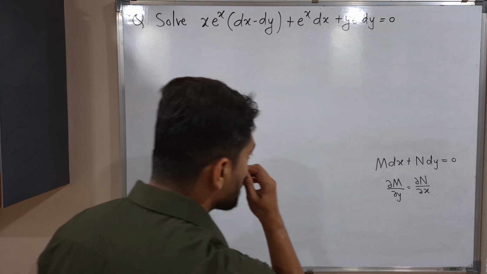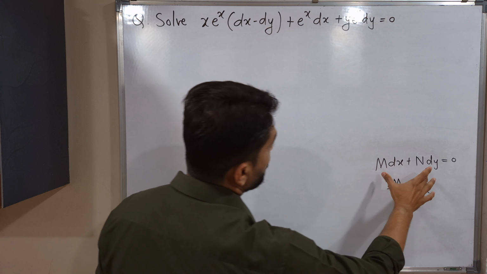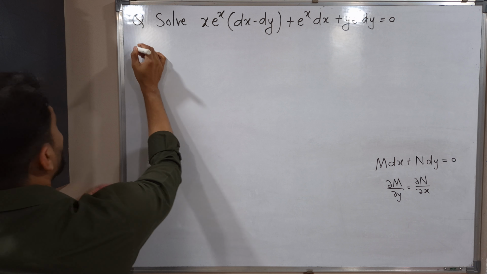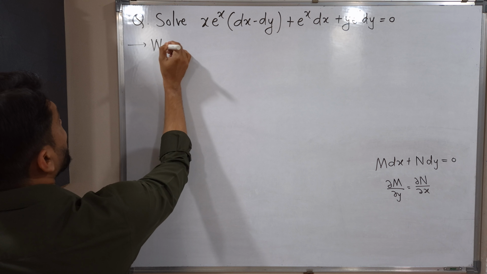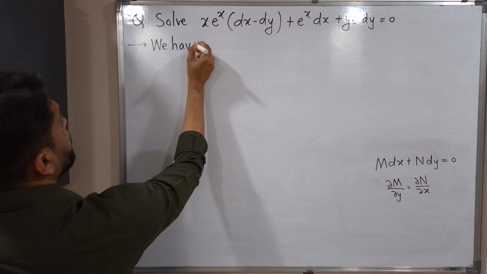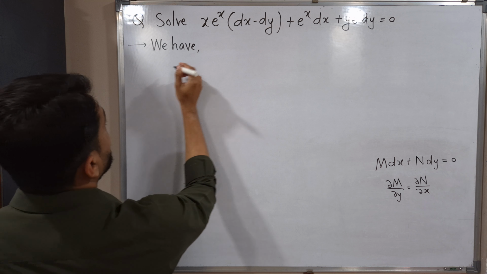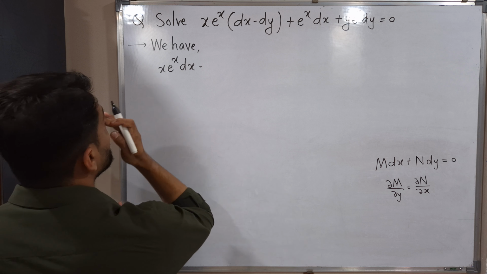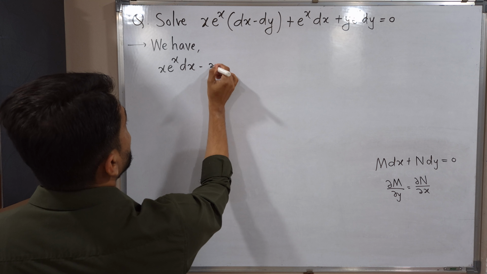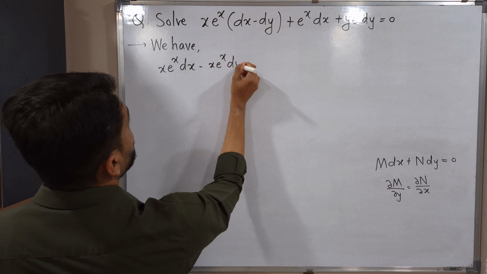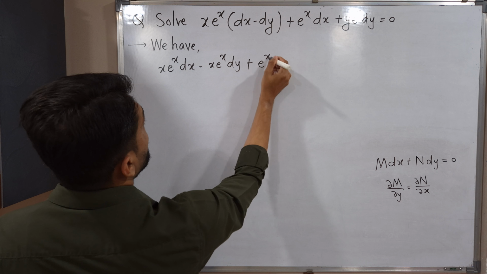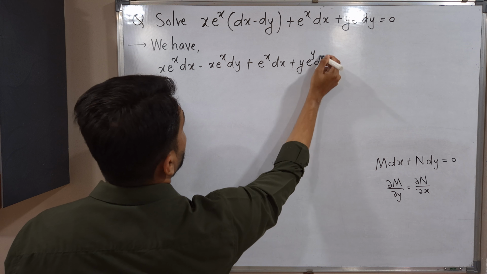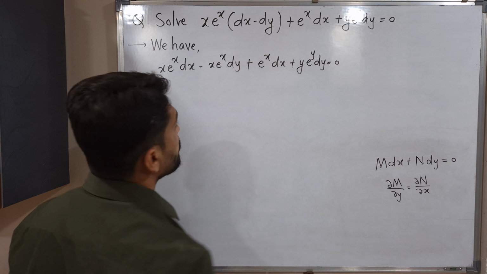Okay. So see, the given differential equation should be in this format. So let us convert it in this format. So what we have, see, what will I do? I will solve this bracket. Okay. So let us take the product: x e raised to x dx minus this x e raised to x into dy plus e raised to x dx plus y e raised to y dy is equal to 0.